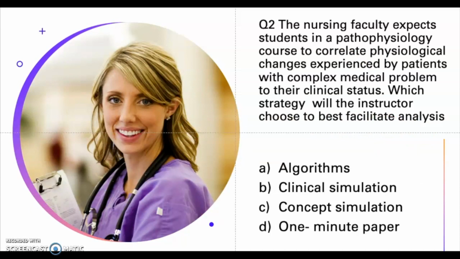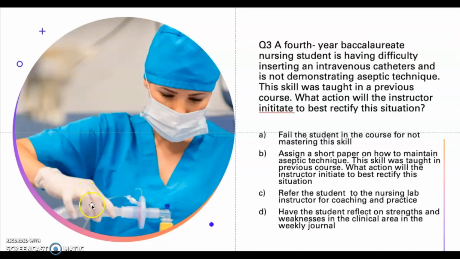The nursing faculty expects students in a pathophysiology course to correlate physiological changes experienced by the patients with complex medical problems to their clinical status. Which strategy will the educator choose to best facilitate analysis? Algorithm, clinical simulation, concept simulation, 1-minute paper. So the correct answer for this question will be C, concept simulation. That's the correct answer. Question number 3.